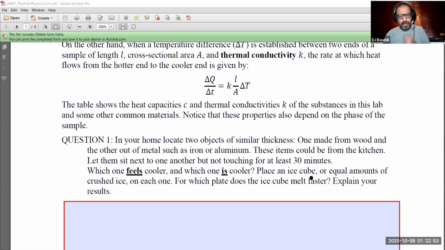And although one feels cooler than the other, and I agree with you guys on that, that brings us to the second part of the equation, which is when you put ice on them, okay? Place an ice cube or an equal amount of crushed ice. If you don't have an exact size of an ice cube, it's going to take a long time. So I would probably get some crushed ice and take half, probably a teaspoon, and put it on both of them and observe and wait, okay? One of them will melt faster than the other.